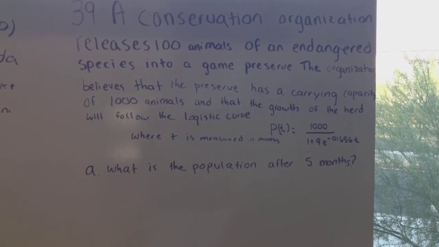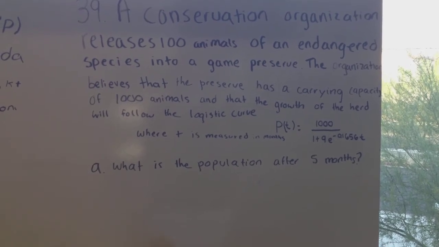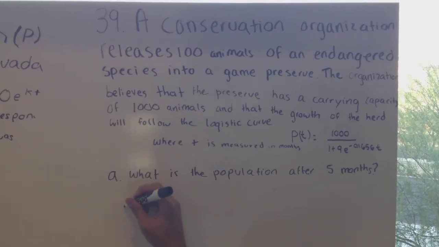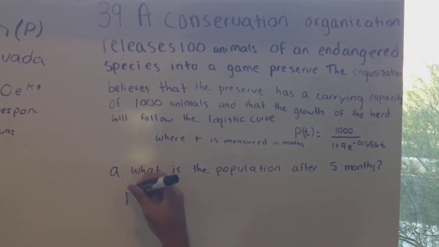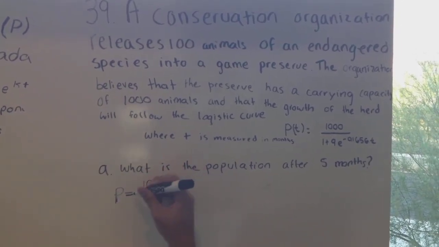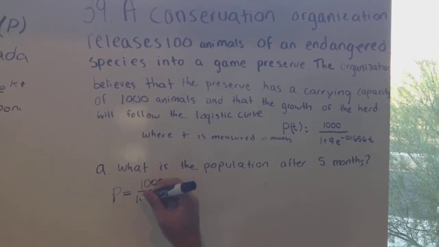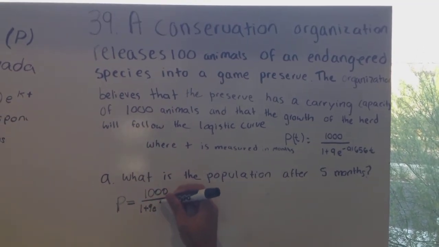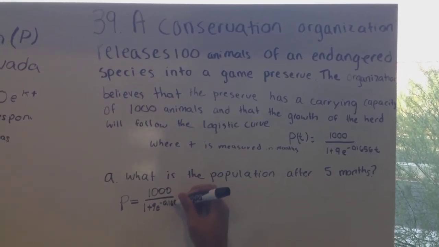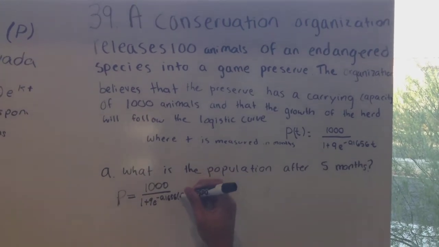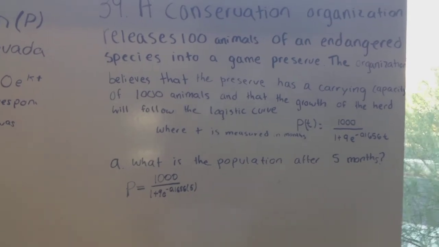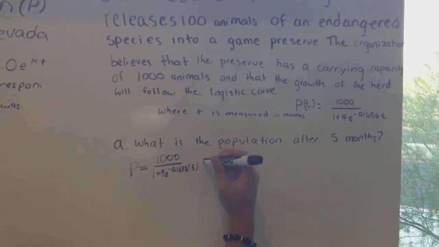For problem A, it's just asking what the population is after 5 months, and this problem is just a matter of plugging in your variables, where t is measured in months. So the formula we're going to use is P equals 1,000 over 1 plus 9 e to the negative 0.165 t. All you're basically going to do is find your variables, plug them in, and then you've solved part A.